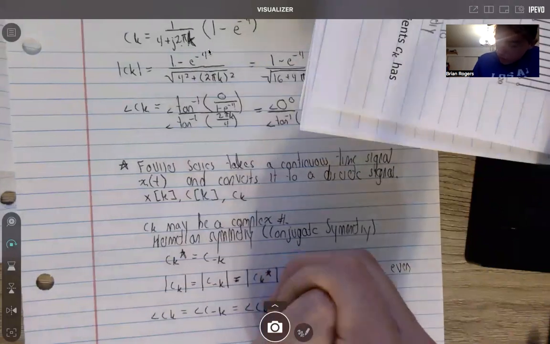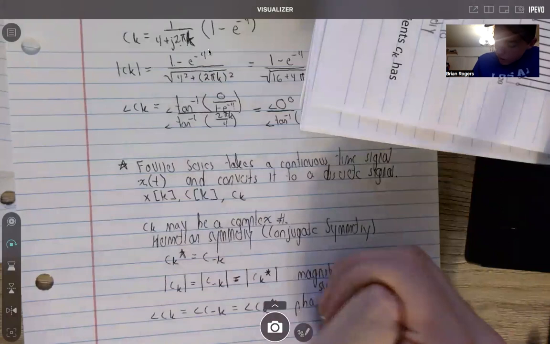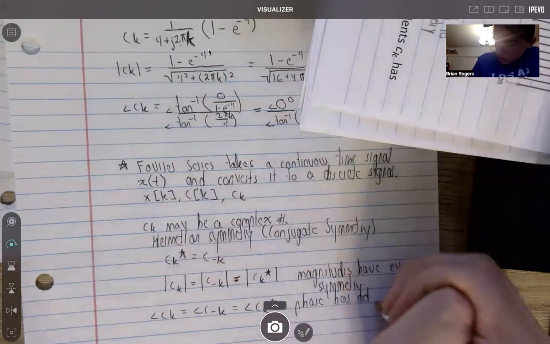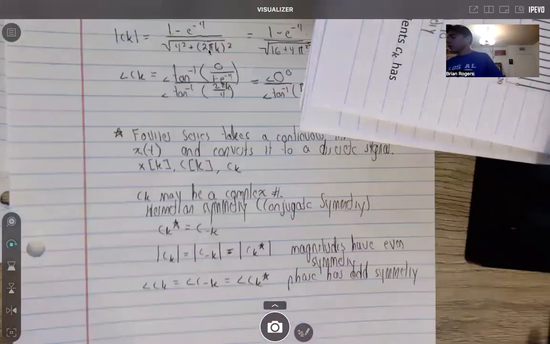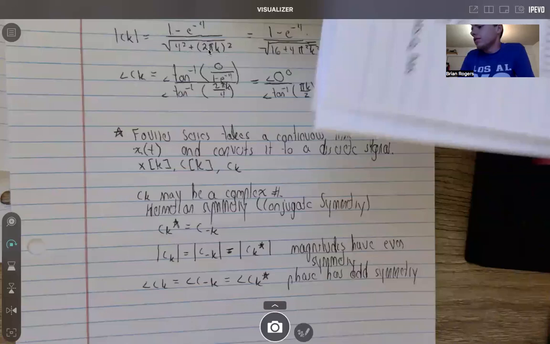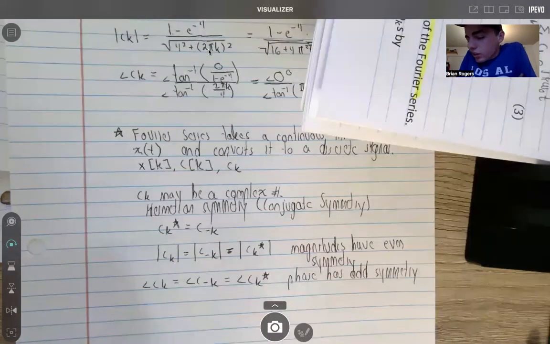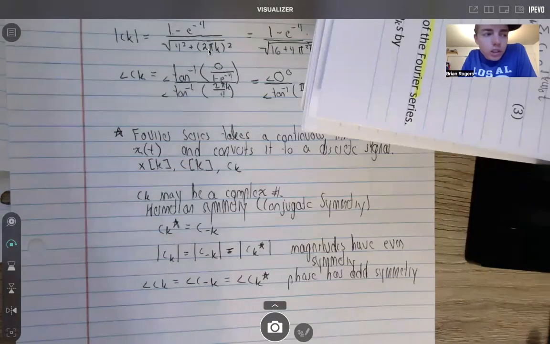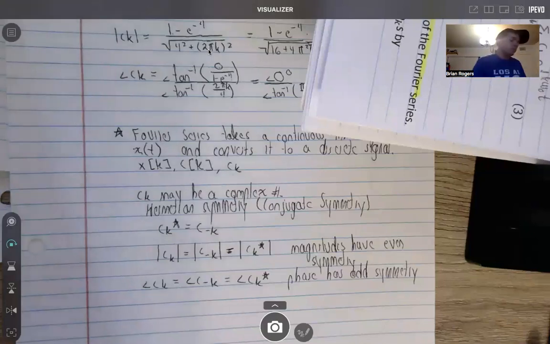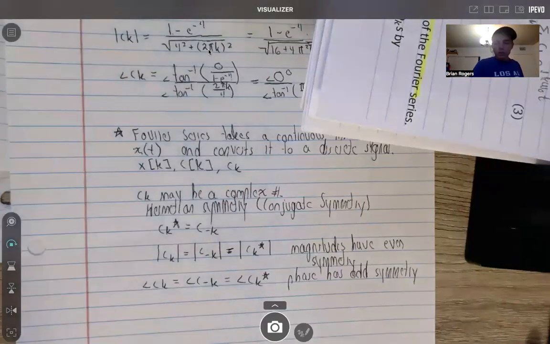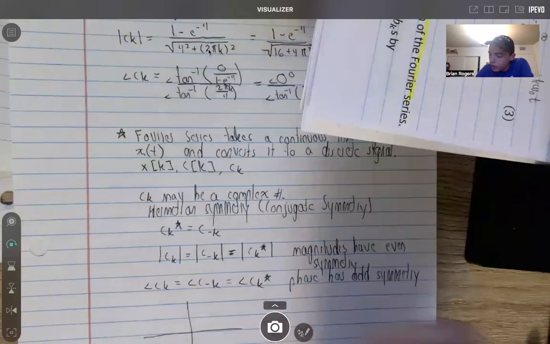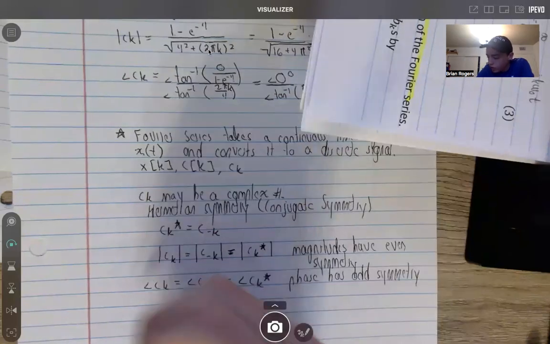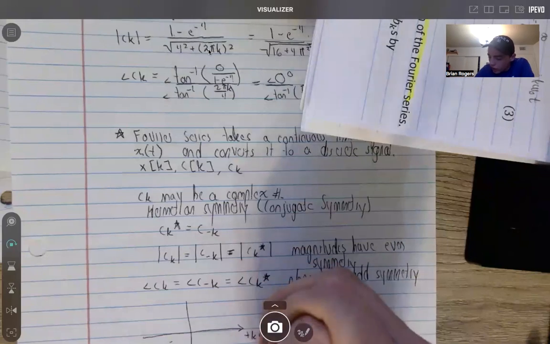So phases have odd symmetry. Phase has odd symmetry. And so what we're going to notice is that this is pretty important when you have Hermitian symmetry, or conjugate symmetry, when you have to do its graph. And the reason why is when you graph this, it's basically going to show you for negative values of k. So this would be your positive k's, and this would be your negative k's.